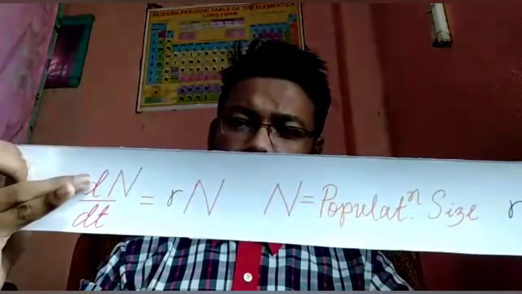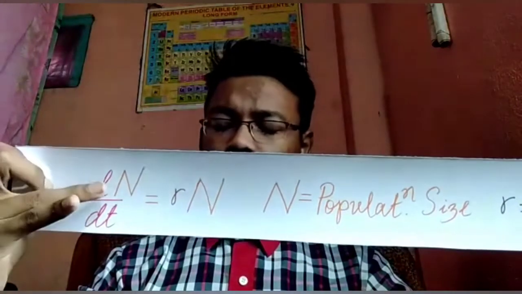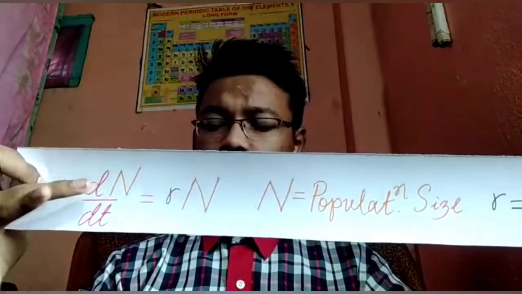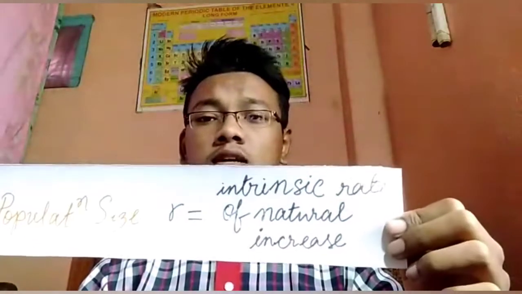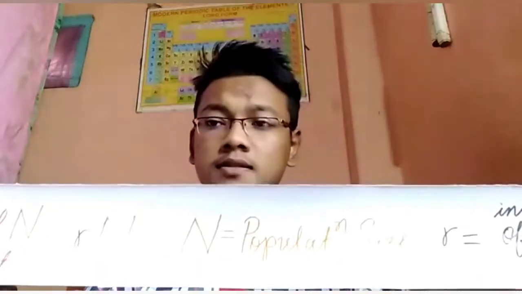Next, we have this application in finding population sizes of organisms in biology. For that, the differential equation takes this form. Here, this term right here is the rate of change of population size. N is the population size, which is equal to r, which has a long name, called the intrinsic rate of natural increase, times N, the population size again.